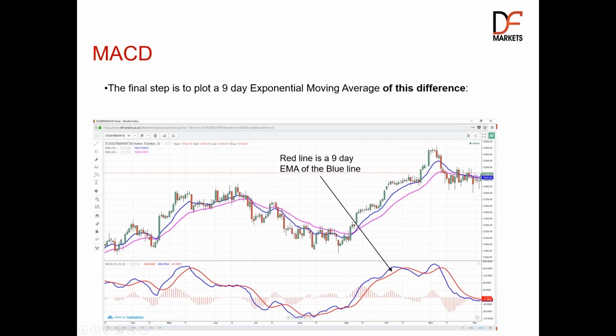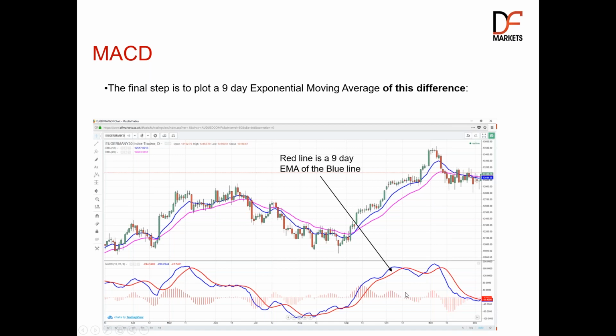We're adding something else to this though. We're adding another line on top of our indicator, and that red line we've added in this bottom window is a 9-day exponential moving average of the blue line. So we're taking the difference between two averages, and then we're smoothing that one more time, and we have a moving average of that difference.